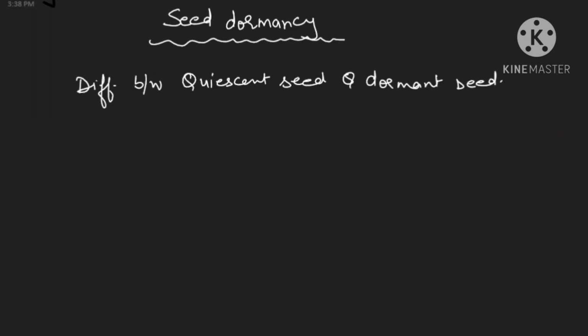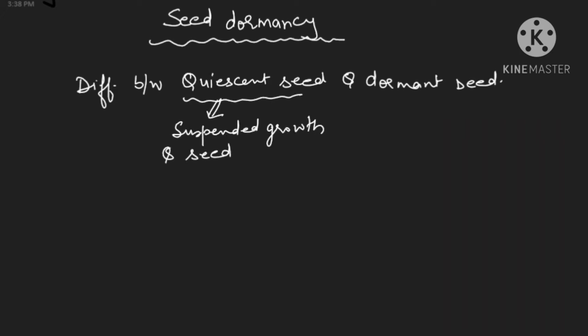See, if the seed is not able to germinate, meaning it's a period of suspended growth, and it is not able to germinate because of some exogenous factor like environmental conditions, then we say the seed is a quiescent seed. So it is a suspended stage of growth, and the seed is not able to germinate because of an exogenous factor, like your temperature or your moisture, whatever the other reasons may be.